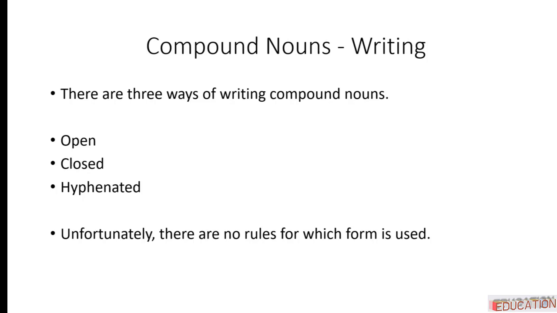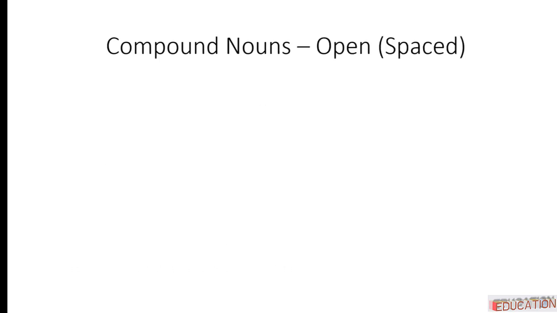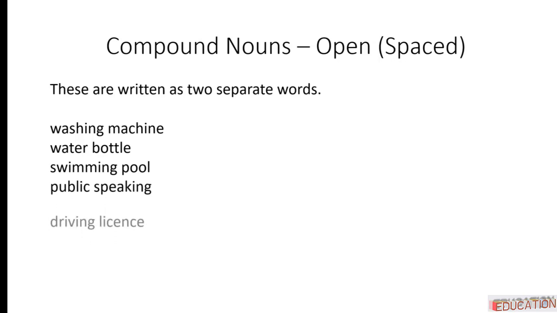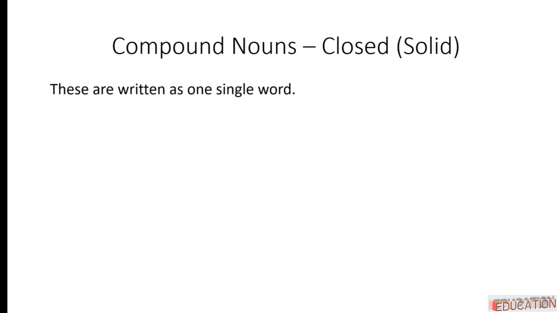Unfortunately, there are no rules for which form is used, and some compound nouns have more than one acceptable way of being written. So look at some open compound nouns, sometimes called spaced compound nouns. These are written as two separate words. For example, washing machine, water bottle, swimming pool, public speaking, driving license, bus stop, website. And closed compound or solid compound nouns are written as a single word.